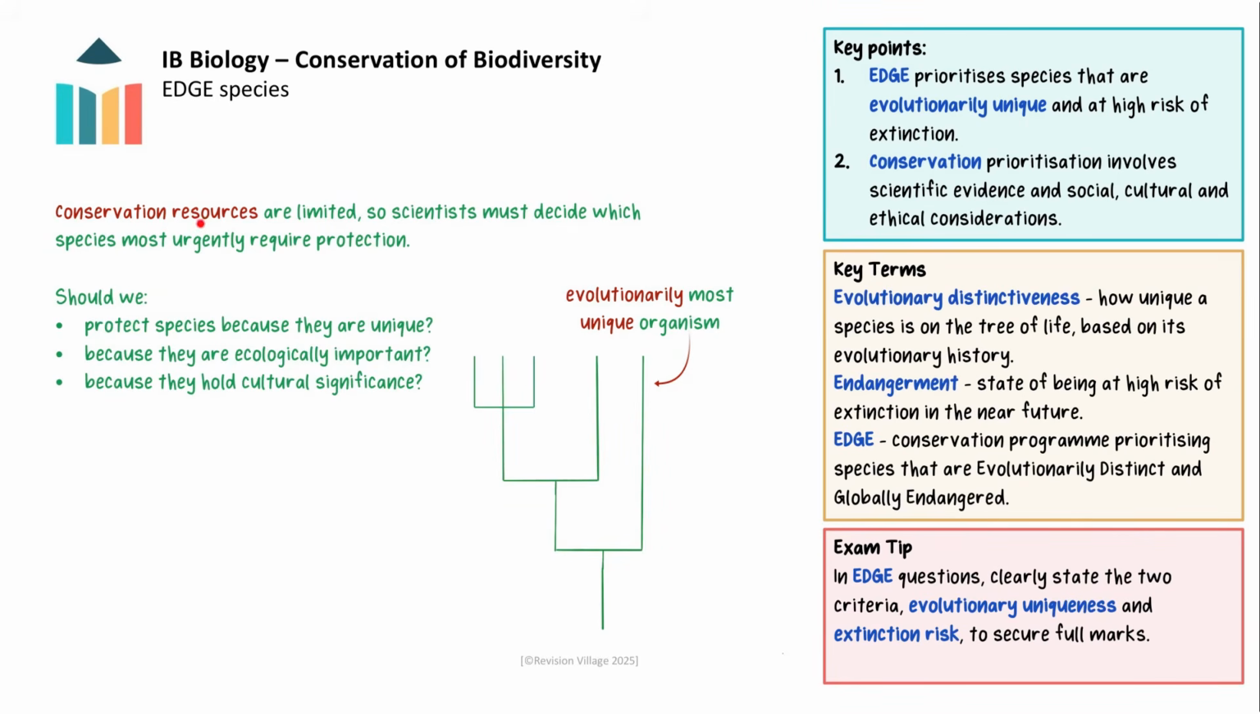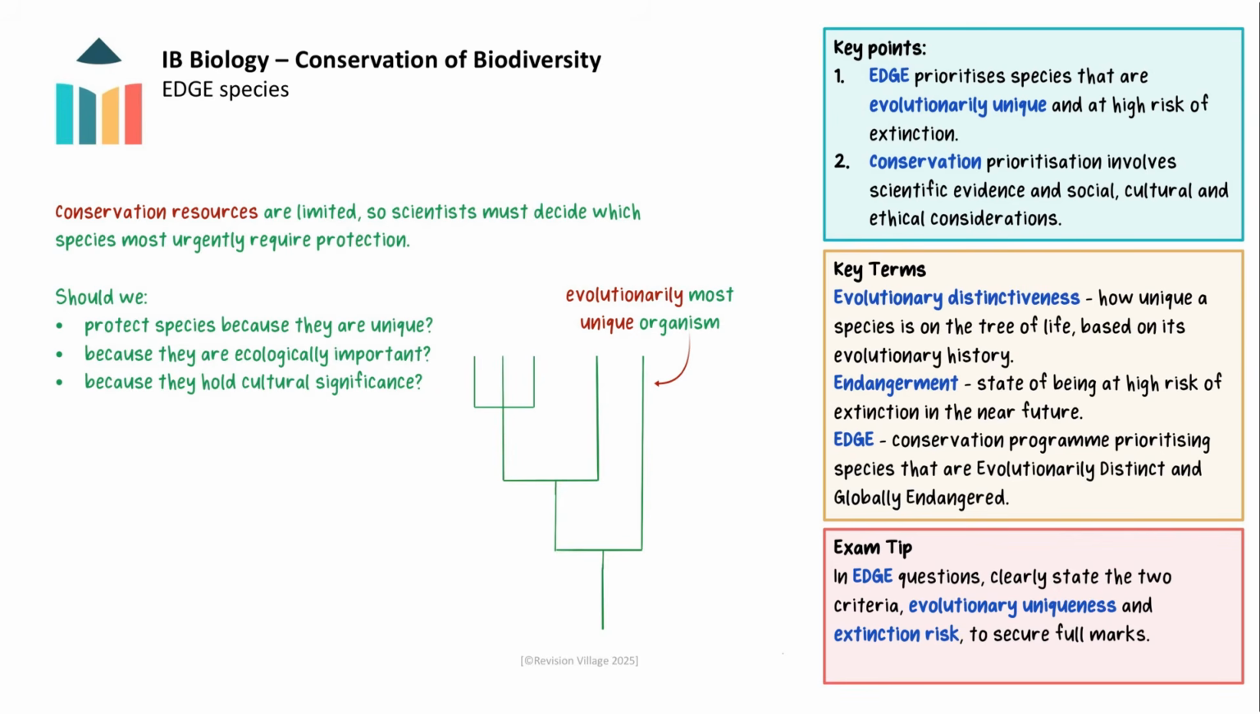Conservation resources are limited, so scientists must decide which species most urgently require protection. One influential approach is the Edge of Existence programme, which prioritises species that are both evolutionarily unique and globally endangered. These species sit on long solitary branches of a cladogram, and they have few close relatives and have been evolving independently for a long time. Losing them would remove entire evolutionary histories.